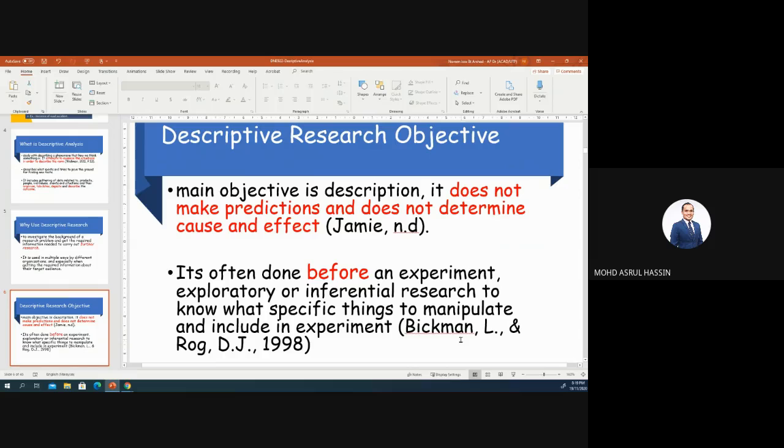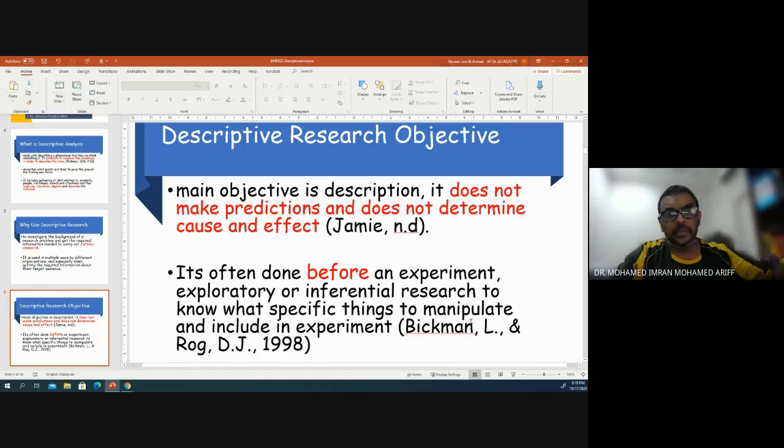Betul, yang descriptive ni maksudnya dia kalau kita buat dalam questionnaire tu dia demographic kan? Demographic. Yes, area. This is where demographic comes in. A lot of descriptive data comes from demographic. Age, education, gender, position, salary. Sorry, apa dia? Position. Position.